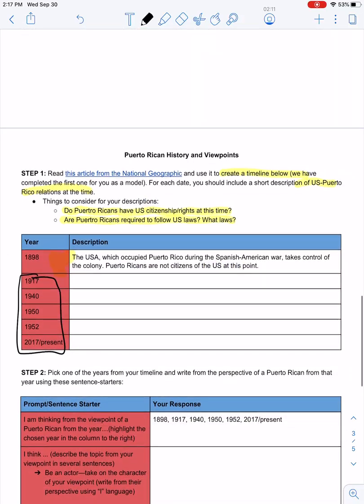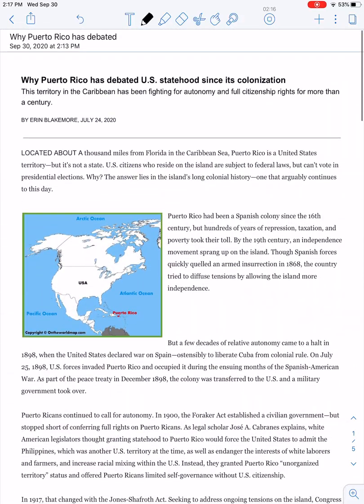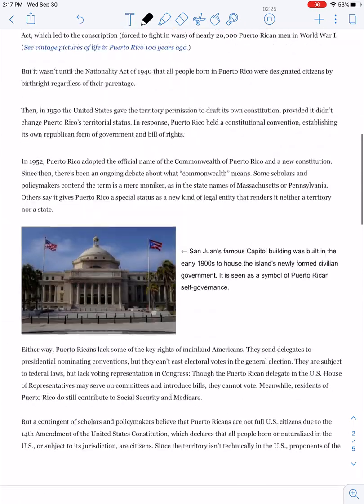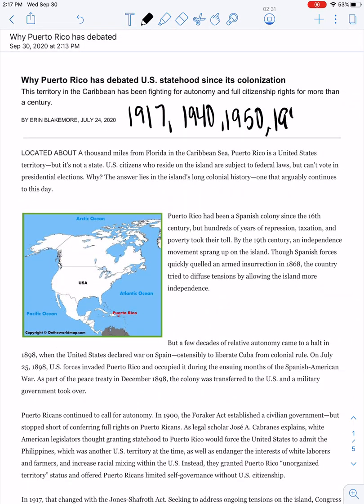So the dates were 1917, 1940, 1950, 1952, sorry about all the scrolling, 1952, and then 2017 to present, which is what the P stands for. All right, so it says, why Puerto Rico has debated U.S. statehood since its colonization. This territory in the Caribbean has been fighting for autonomy and full citizenship rights for more than a century.